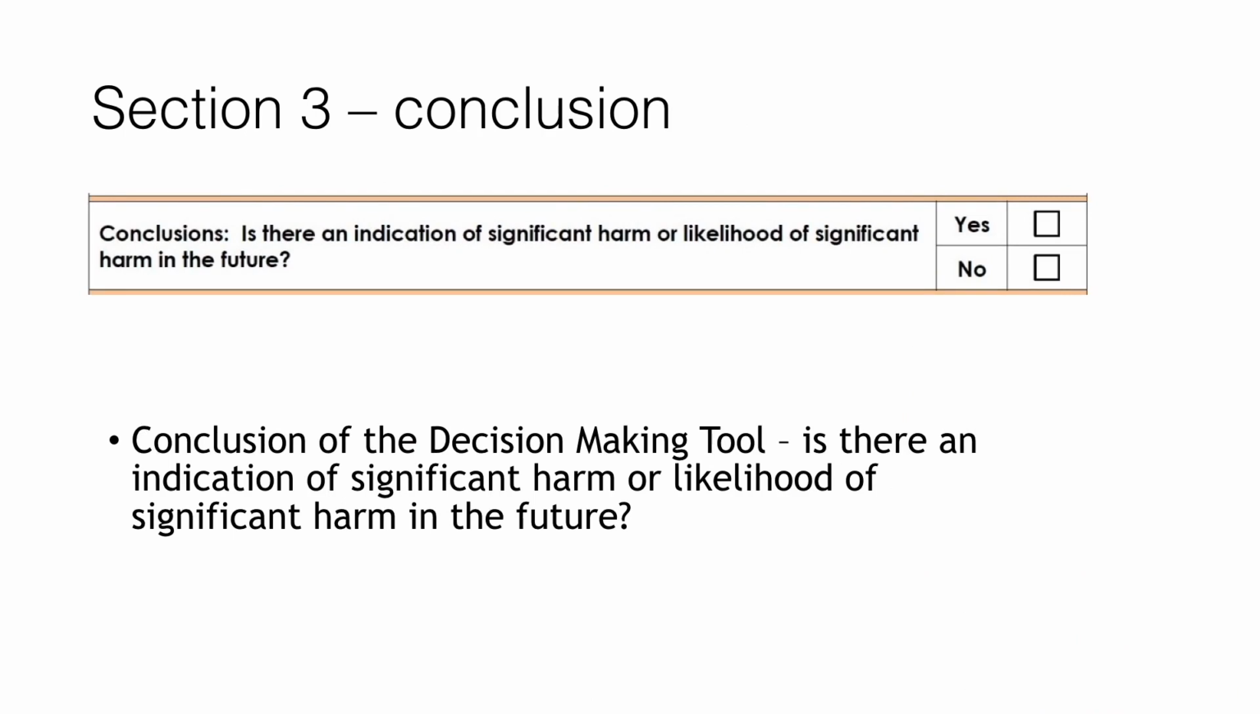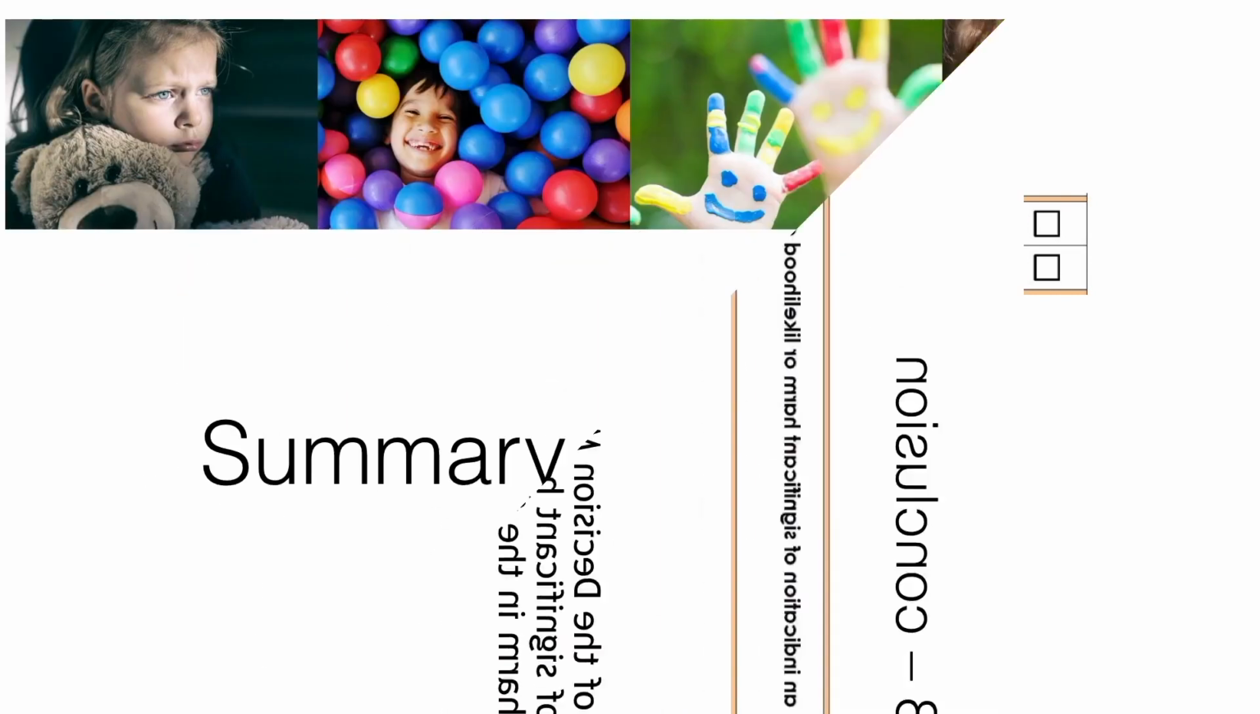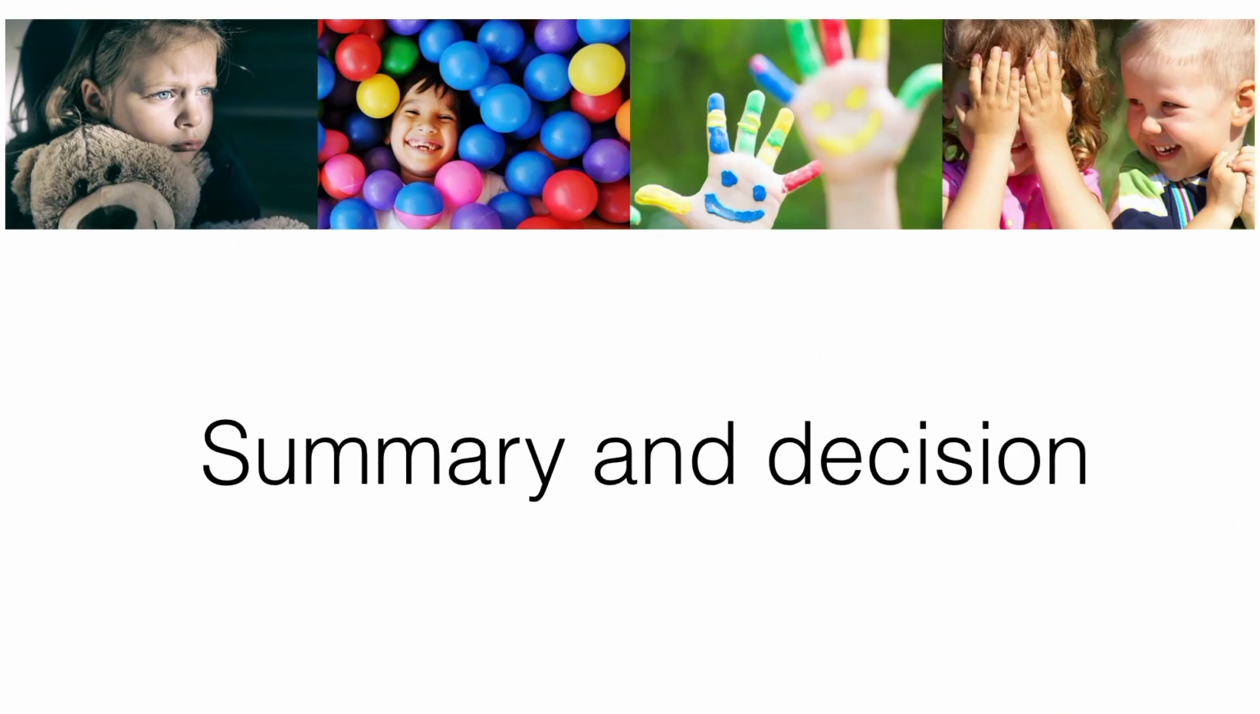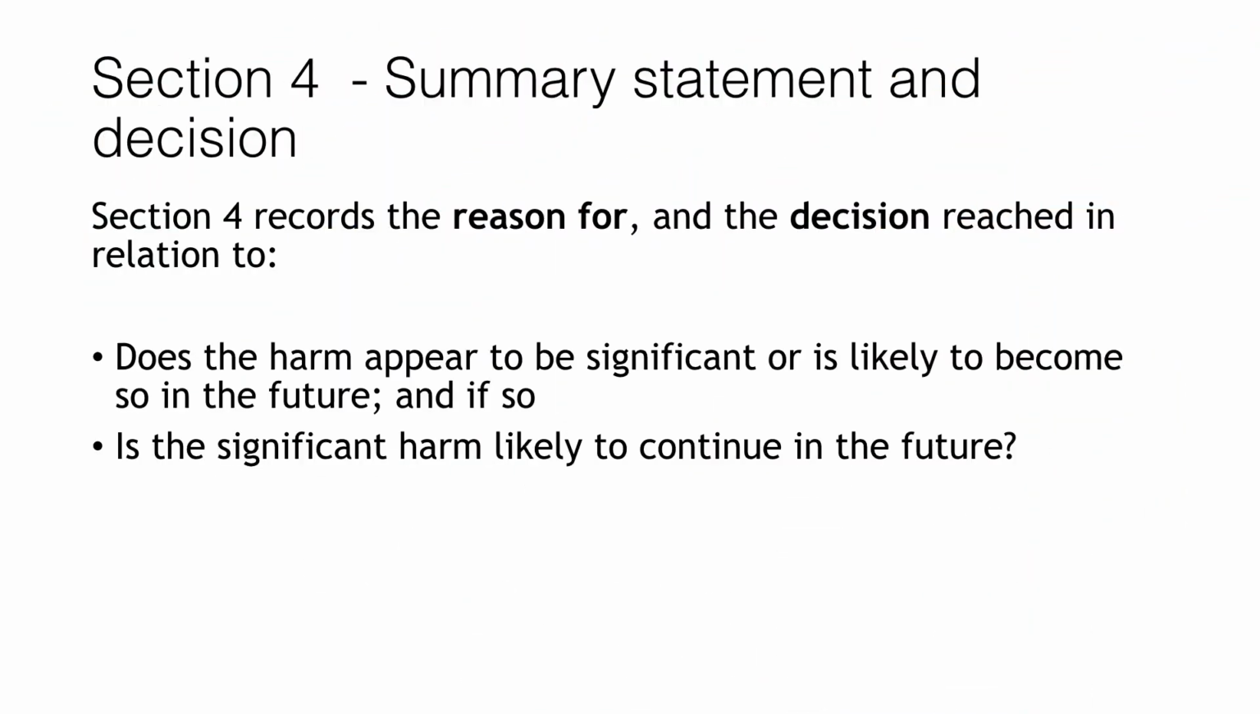The Section 3 decision-making tool draws together the various findings into an overall conclusion. This is recorded here. The question is, based on the evidence gathered and analysed so far, is there an indication of the likelihood of significant harm now or in the future? Yes or no? Summary statement and decision section include information about how to write the summary statement and recording your decision. Section 4 has 2 elements.